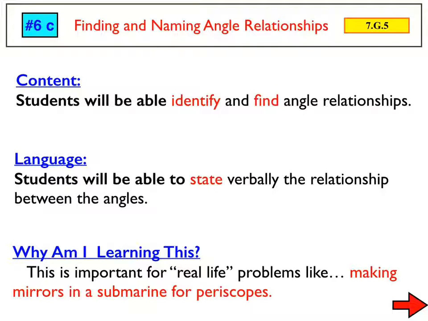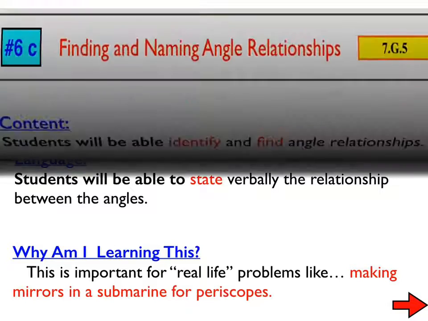Lesson 6C, we are finding and naming angle relationships. So we're going to continue learning about all the angle relationships there are. And then we're going to find the missing angles. Let's talk about what we learned yesterday first.